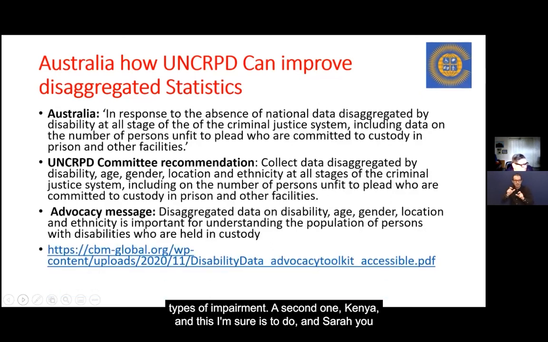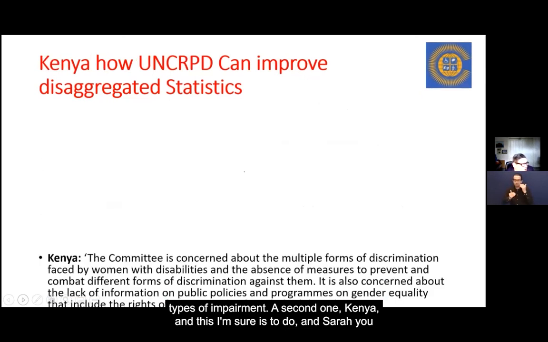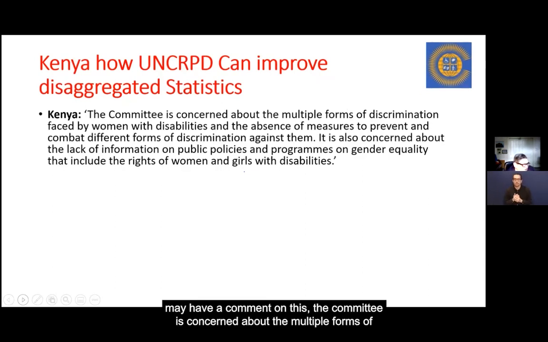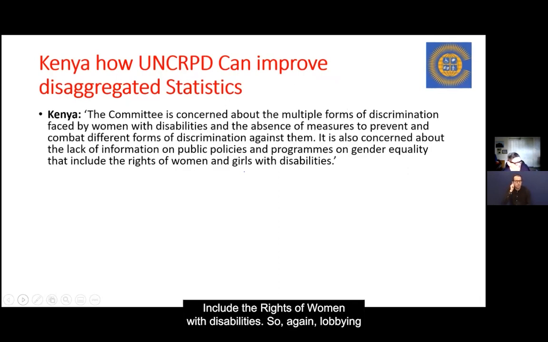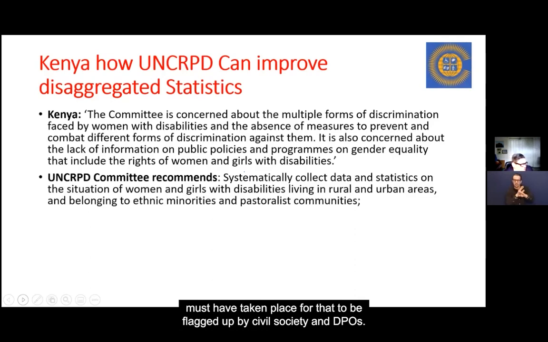A second one, Kenya, and this I'm sure is to do, and Sarah, you may have a comment on this, the committee is concerned about the multiple forms of discrimination faced by women with disabilities, absence of measures to prevent and combat different forms of discrimination against them. It is also concerned about the lack of information on public policies and programs on gender equality and include the rights of women with disabilities. So again, lobbying must have taken place for that to be flagged up by civil society and DPOs.